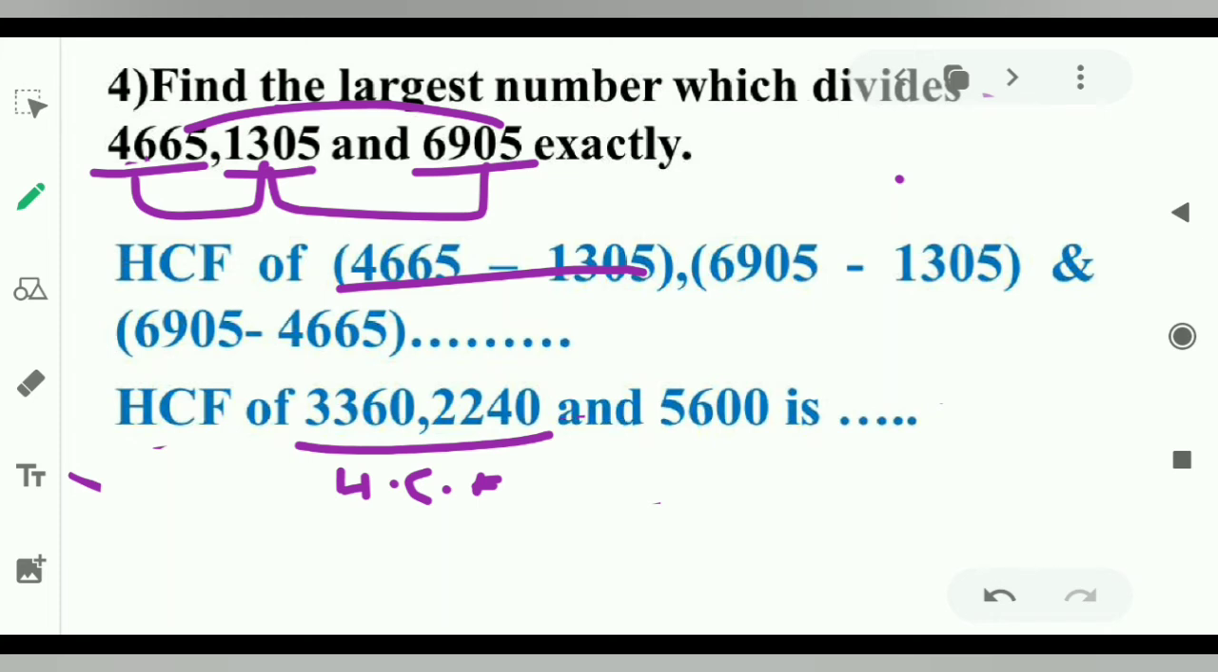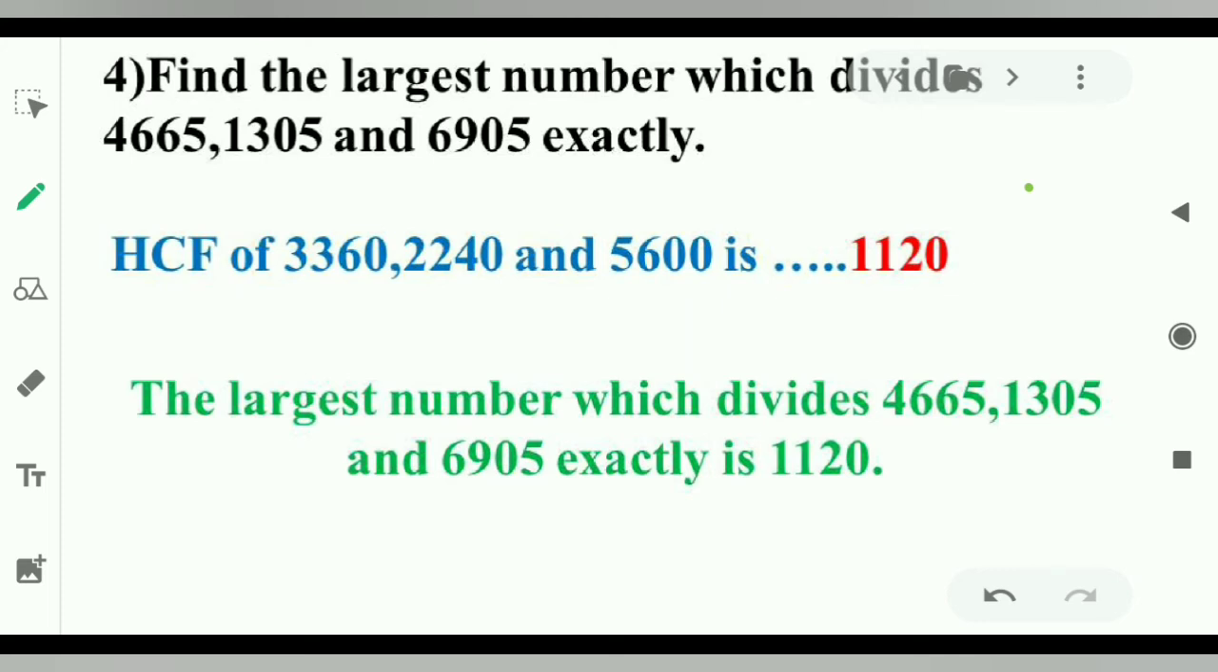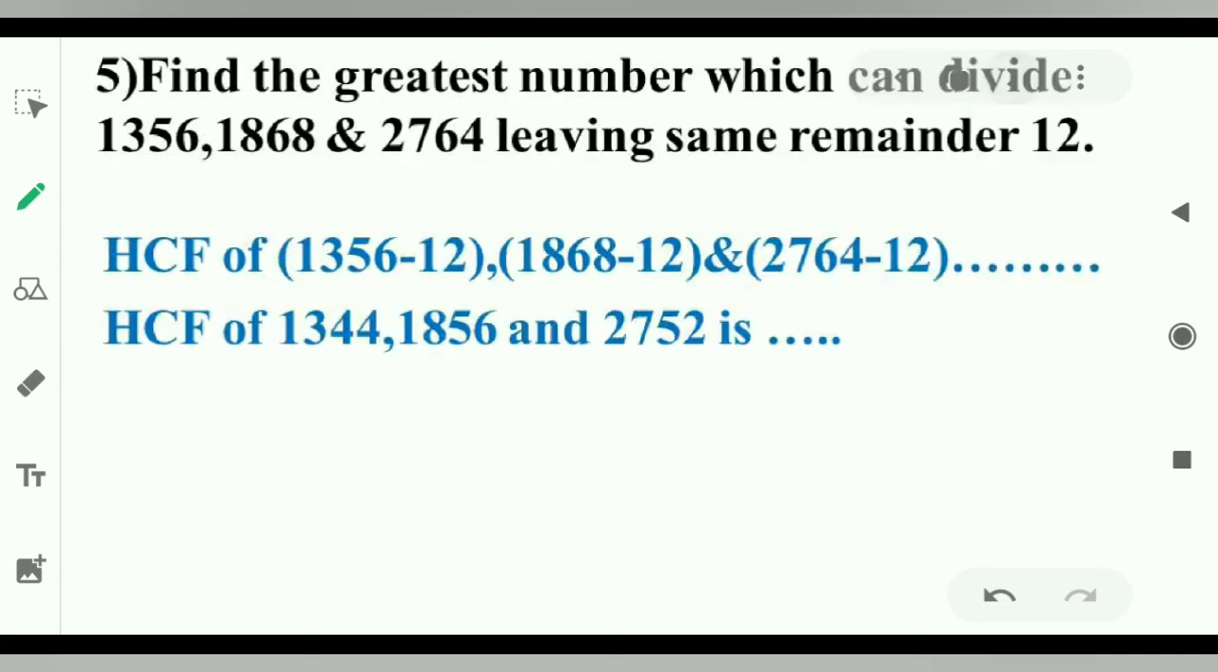If we are asked to find the largest number which divides the three numbers exactly, then what we have to do is find the difference of the first and second number, second and third number, and third and first number. And we find the HCF of these three differences, which is nothing but the largest number which divides all the three numbers exactly. Okay, clear? Good. Let's move on to the next question.